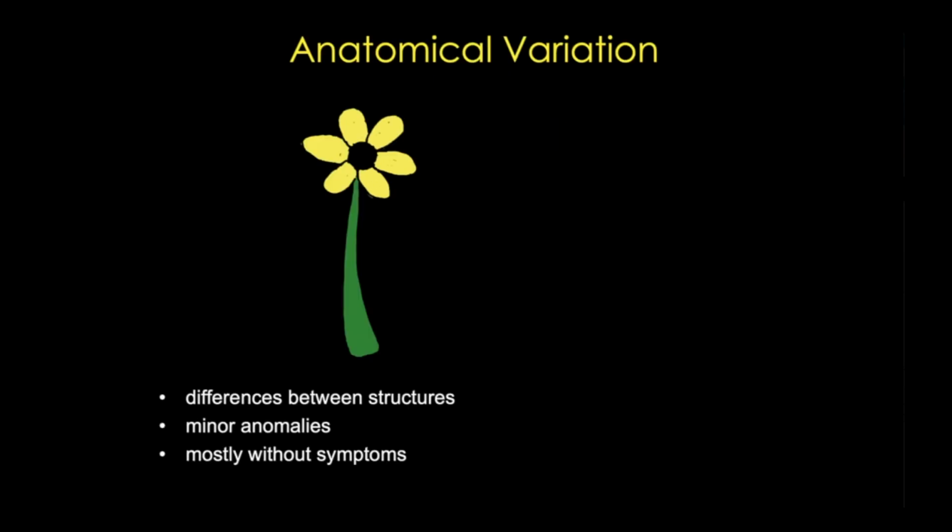Today we're going to use this simple flower to compare different terms. Let's start with anatomical variation. Anatomical variation simply means differences between structures. So for example, here's a few pink petals on this flower. These are considered minor anomalies, and most of the time, the changes don't cause symptoms.